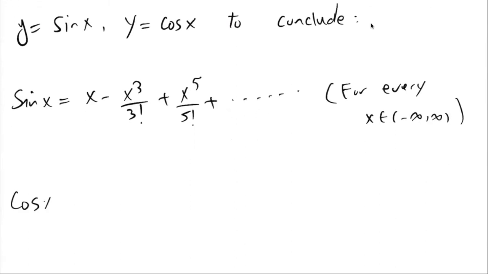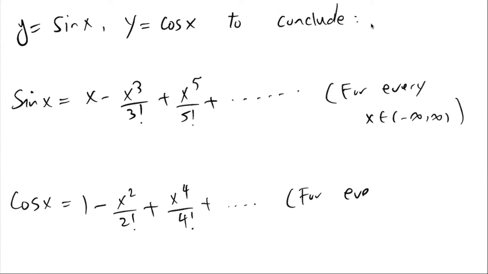Cos x will be equal to 1 minus x squared over 2 factorial plus x to the power 4 over 4 factorial, and so on. Again, for every x between minus infinity and infinity.